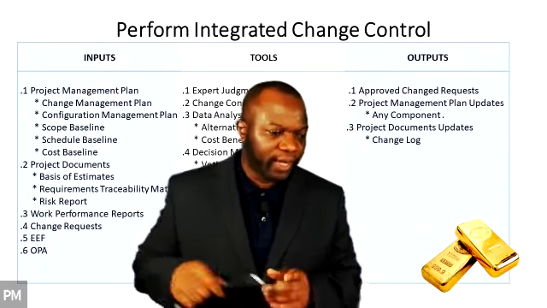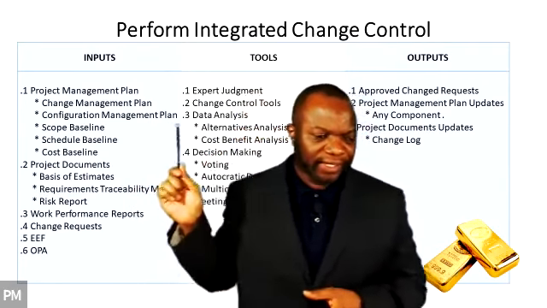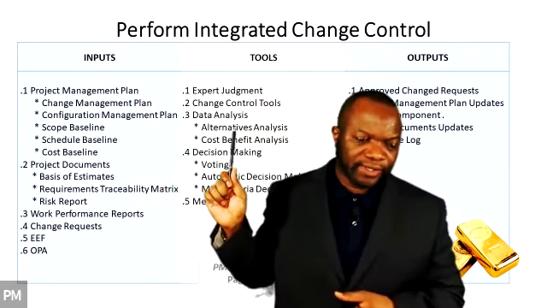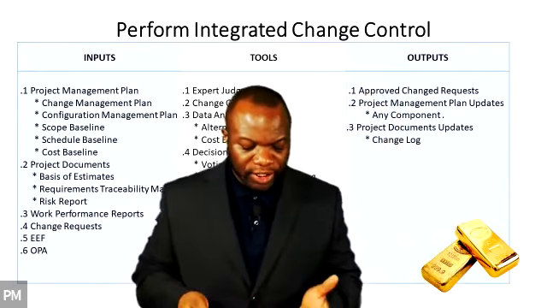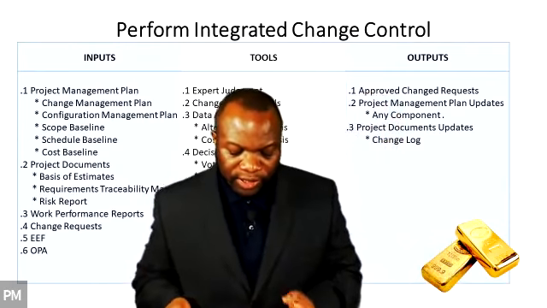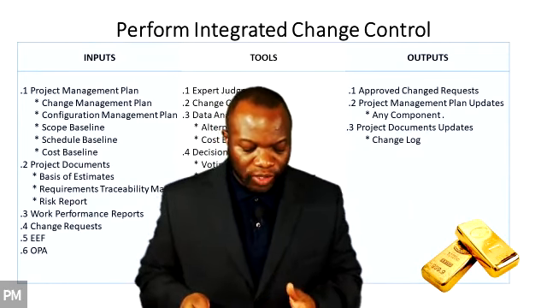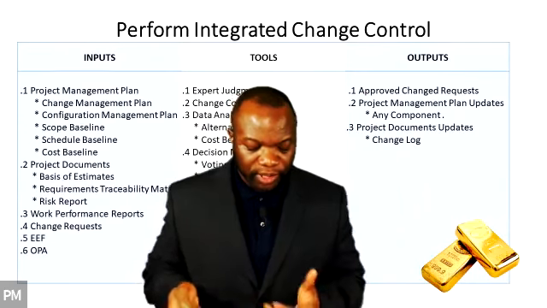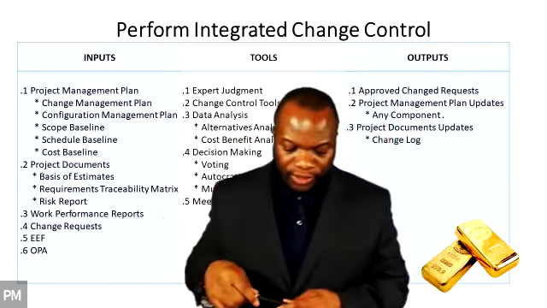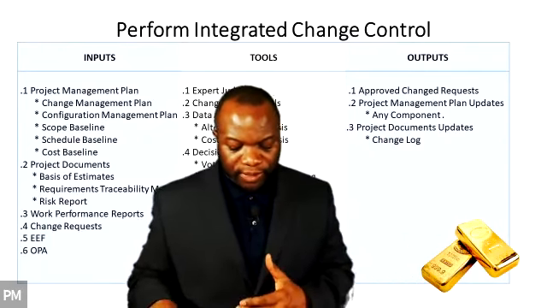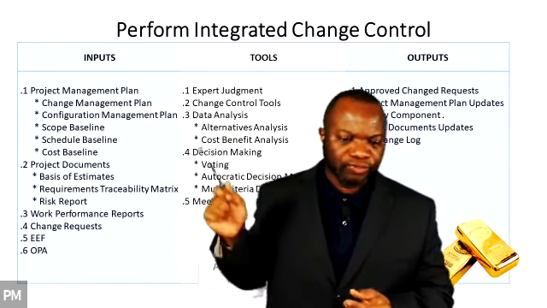Going to the next one here, data analysis. We've got two types of analysis here, alternatives analysis, looking for alternatives for the requested changes. It says, this technique is used to assess the requested changes and decide which are accepted, rejected, or need to be modified. Then we've got cost-benefit analysis. This analysis helps determine if the requested change is worth its associated cost.